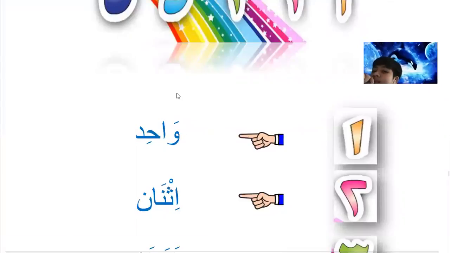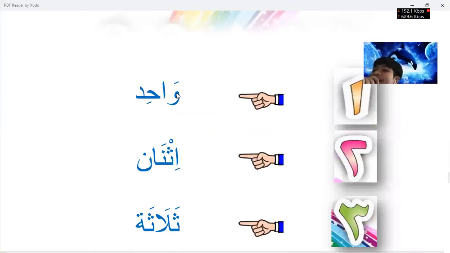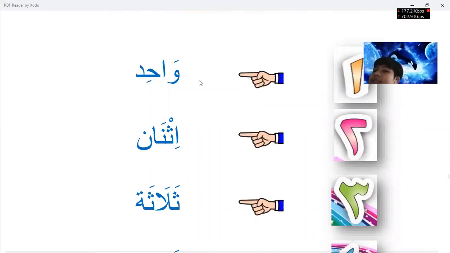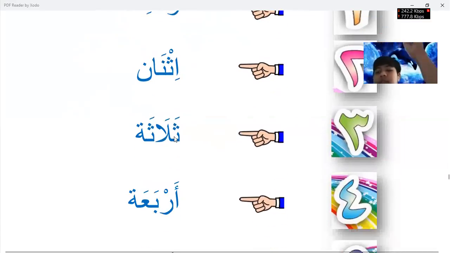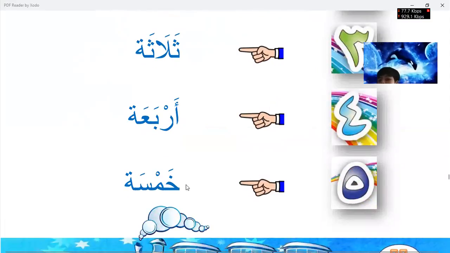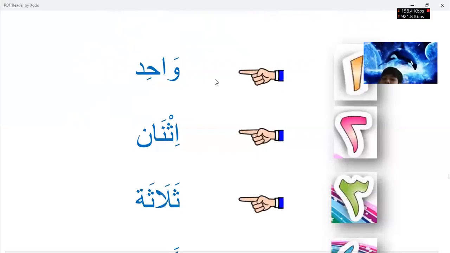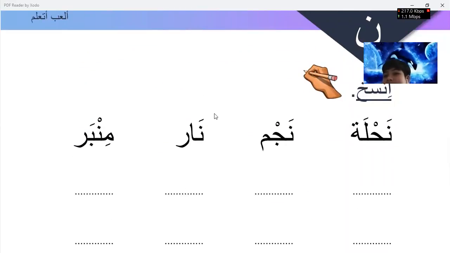Next we have got some counting here. This is the Arabic counting that you need to memorize. So repeat after me. Wahid. What is the meaning of Wahid? One. Good. Ithnan, two. Thalatha, three. Arba'a, four. Khamsa, five. Now read all this. Wahid, ithnan, thalatha, arba'a, khamsa. One, two, three, four, five.